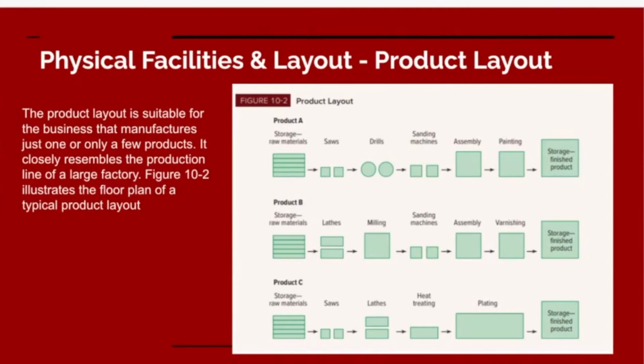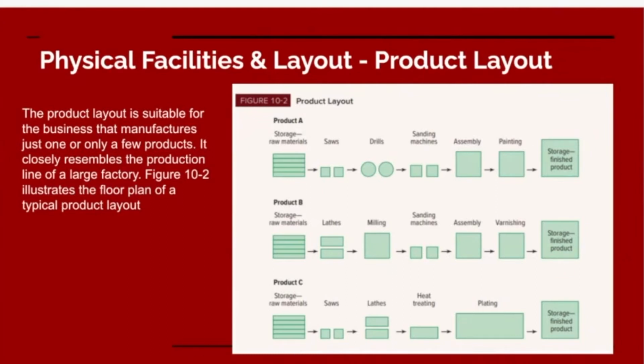So we can see in this particular diagram that we have a product A. It comes out of storage, it gets sawed, it gets drilled, it gets sanded, it gets assembled, painted, and then finished storage. Product B comes out of raw materials. This is more wood, this is more metal. So it gets lathed, it gets milled, it gets sanded, it gets assembled, it gets varnished, and so on.